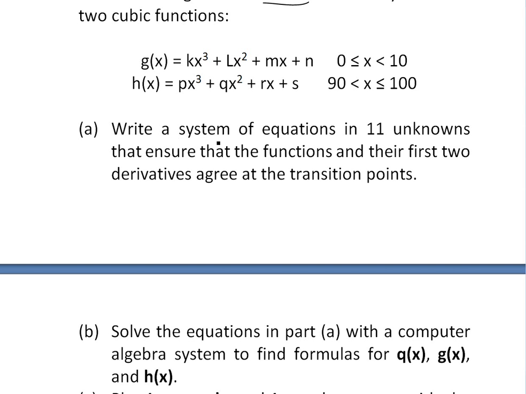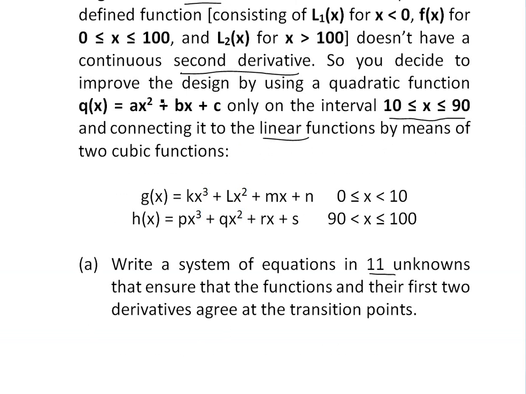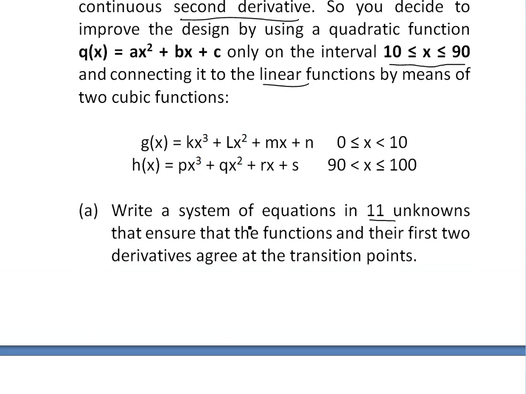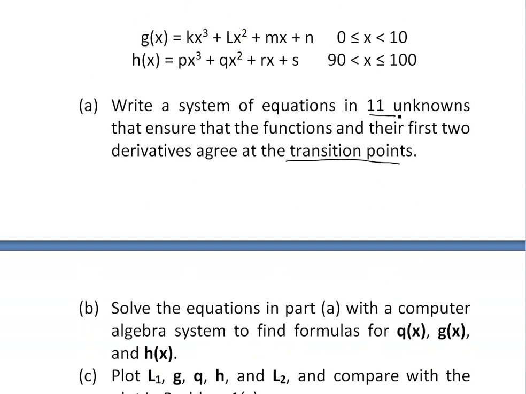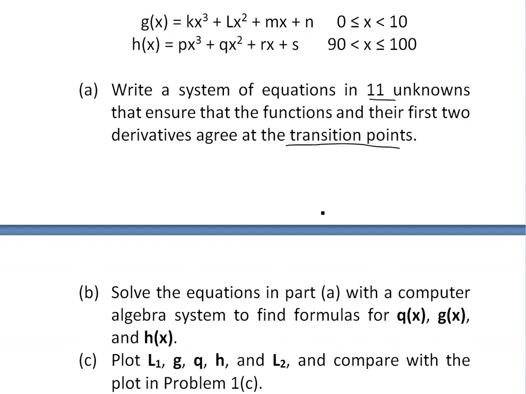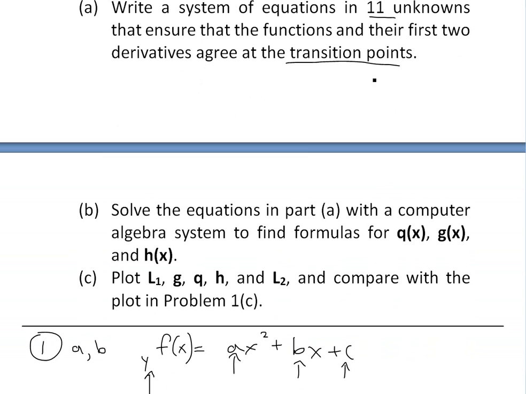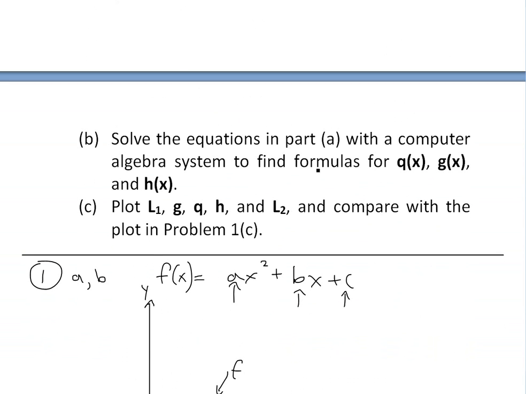Basically this states, write a system of equations in 11 unknowns, because remember there's 4 right here, 4, 8, and then the a, b, c, d, that's 11 unknowns that ensure the functions and their first two derivatives agree at the transition points. So we have 11 unknowns, and we can find actually 11 or 12 functions. I'll illustrate that in a bit.